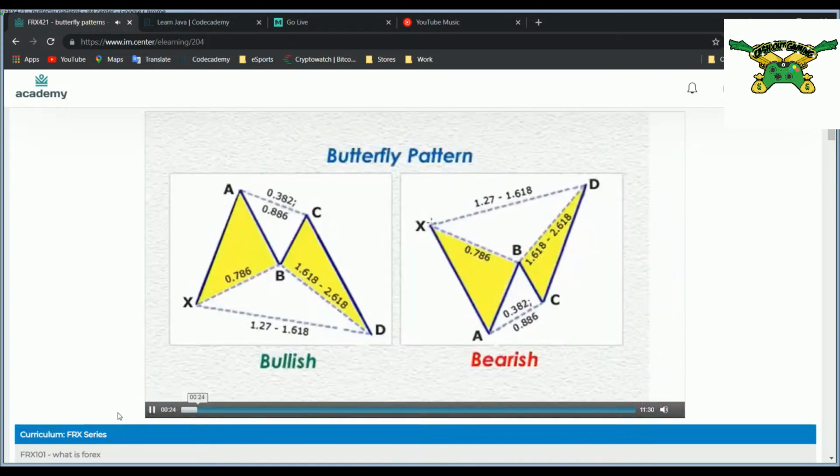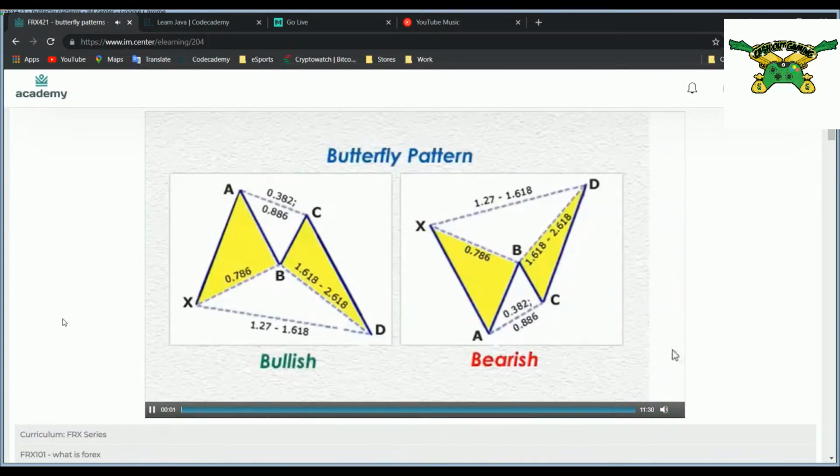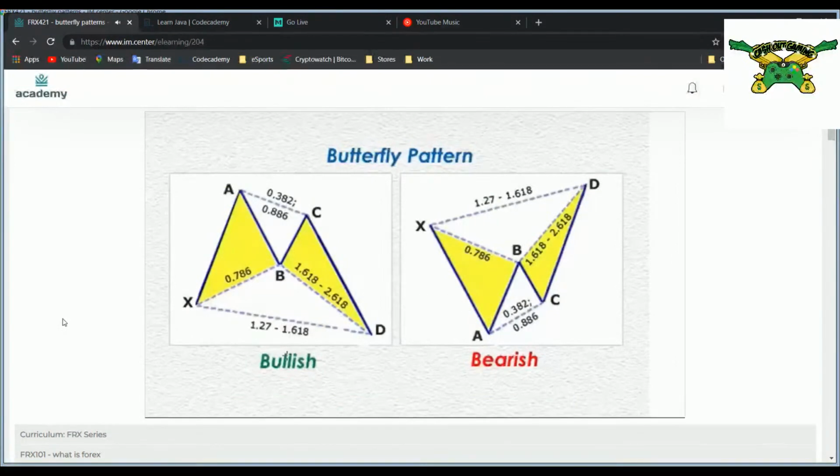In this example, we will look at the butterfly pattern, and instead of looking at the bullish pattern, we're going to look at a bearish pattern. The butterfly pattern is also an X, A, B, C, D pattern. The difference with this pattern as opposed to the other ones we had looked at is that the X to A has a retracement to B, and it's a deep retracement up of 786% of the prior swing down.